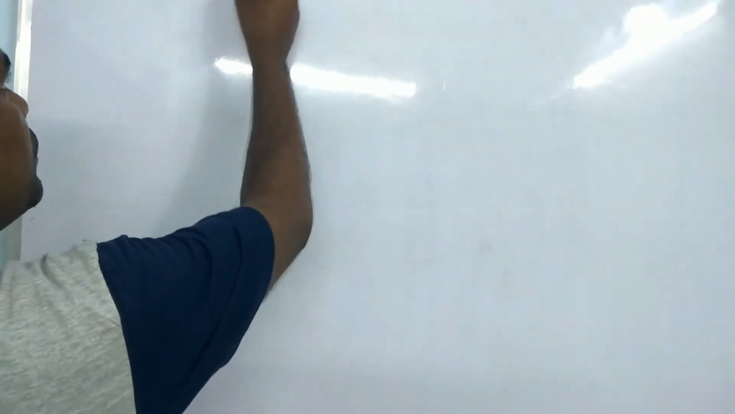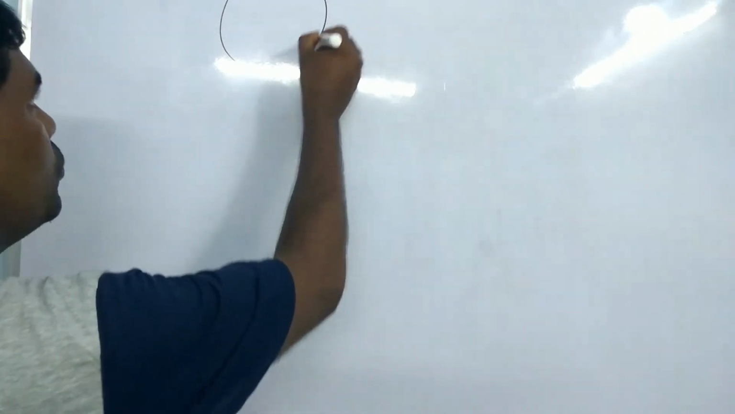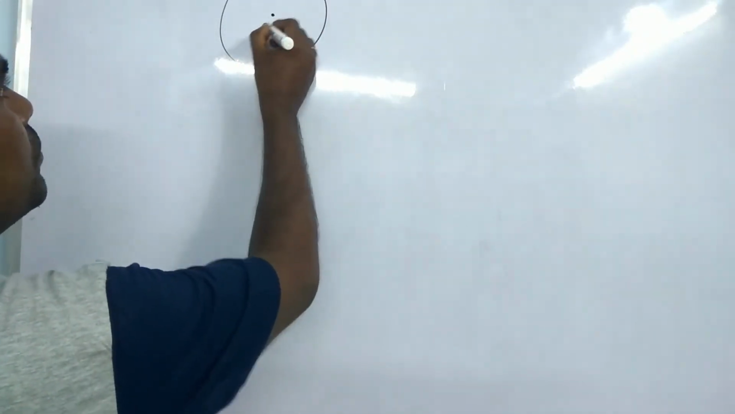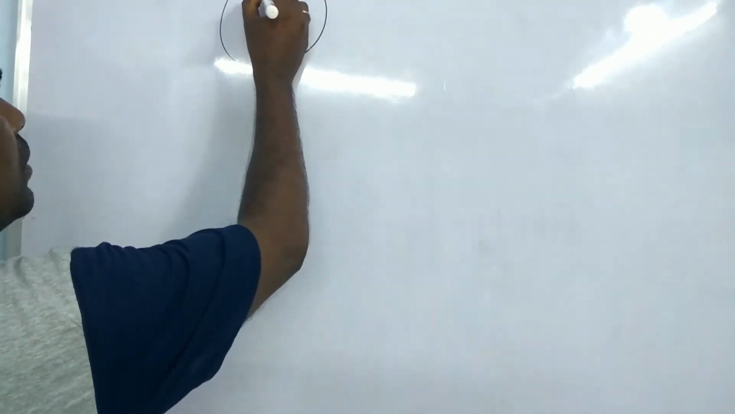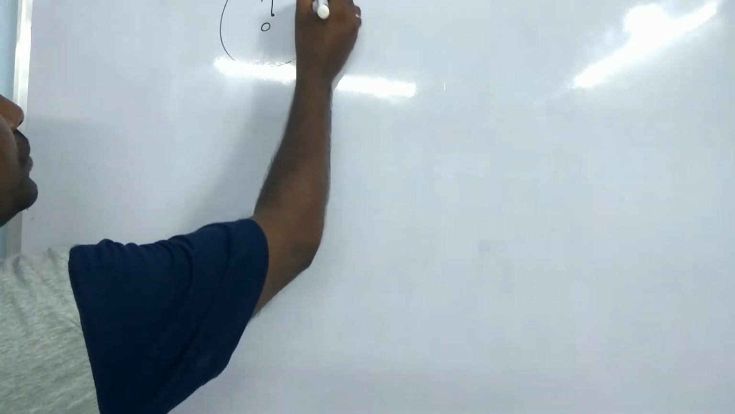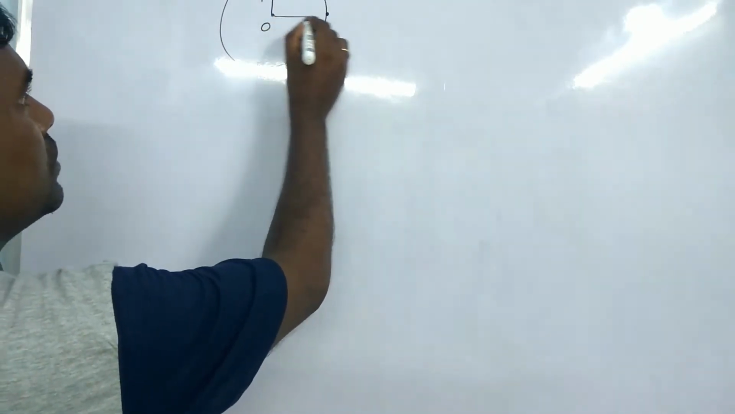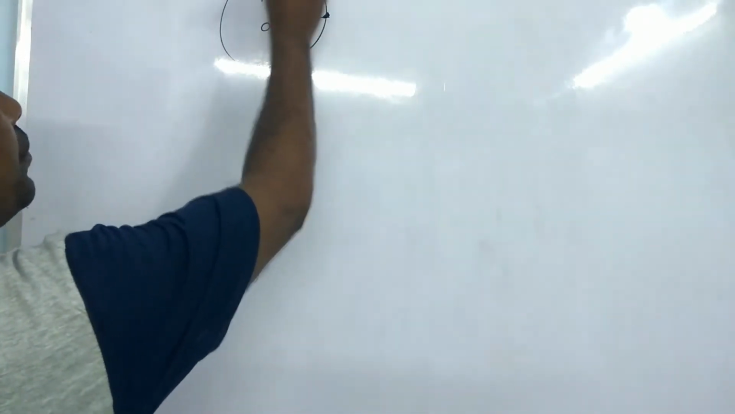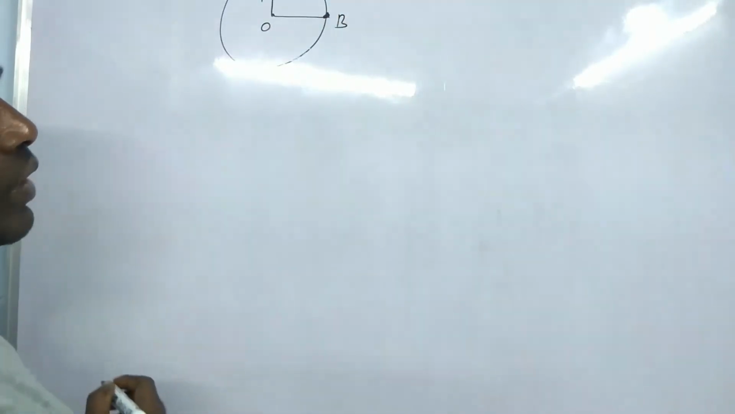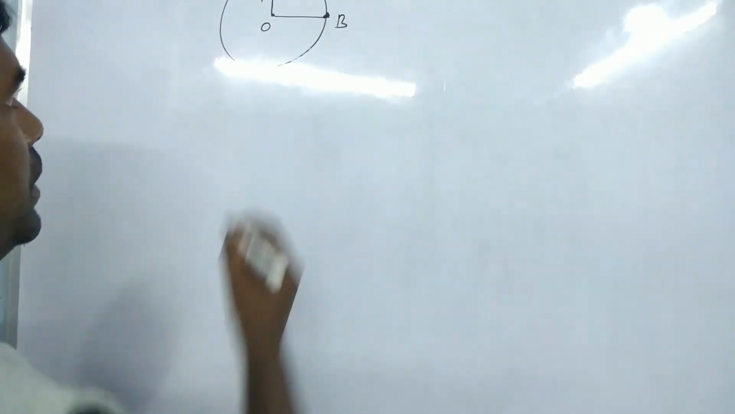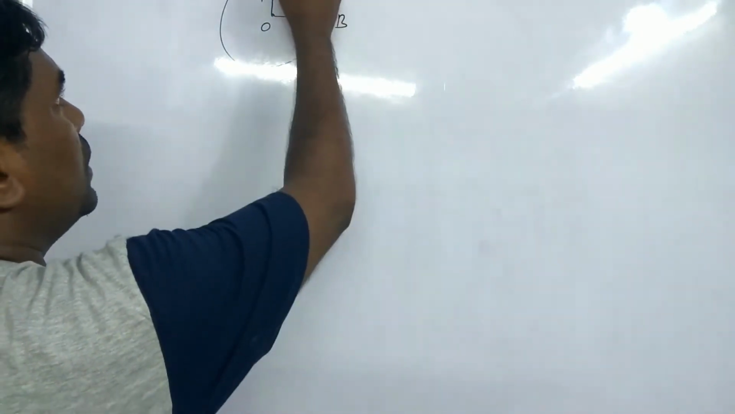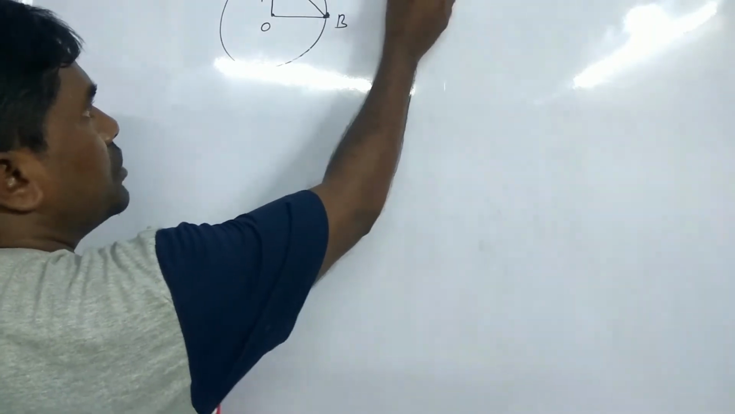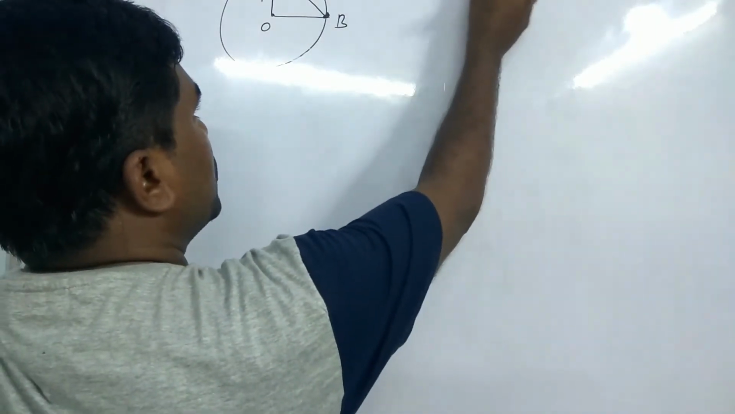In a circular manner, if a particle is moving from the origin having the radius r, from this point to this point, from A to B, what is the displacement of the particle? Displacement is from the initial point to the final point. So this is AB. AB is the displacement.